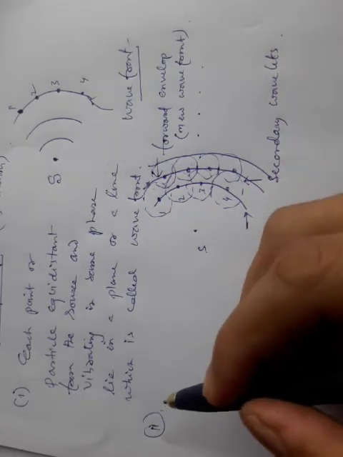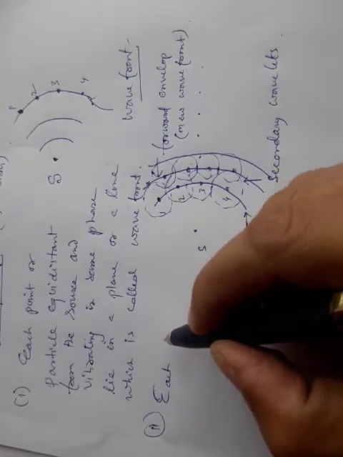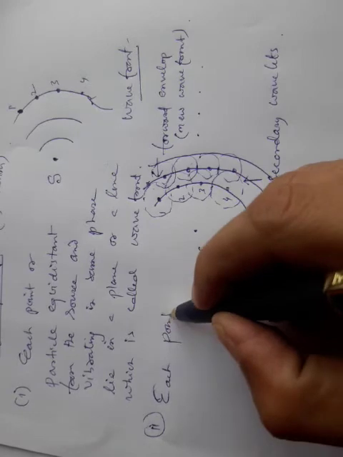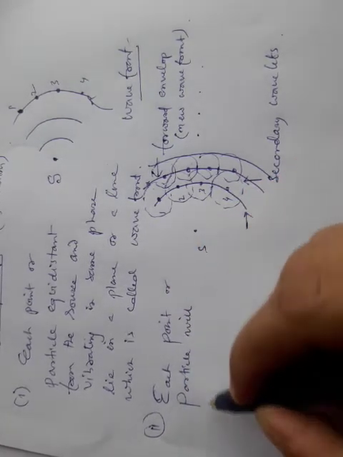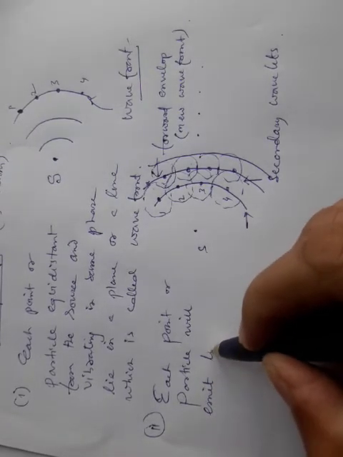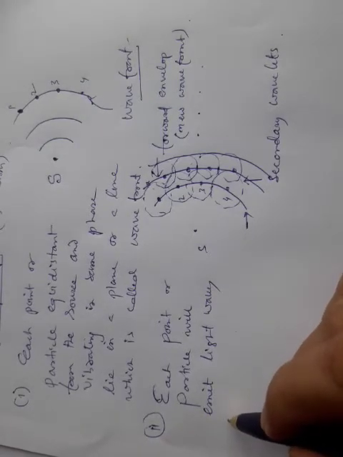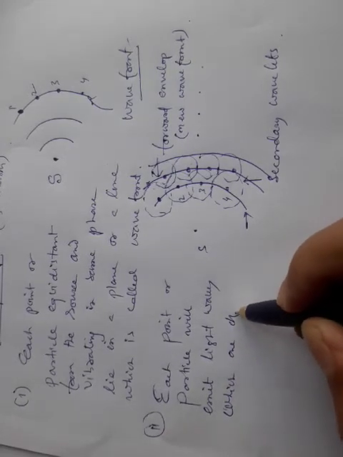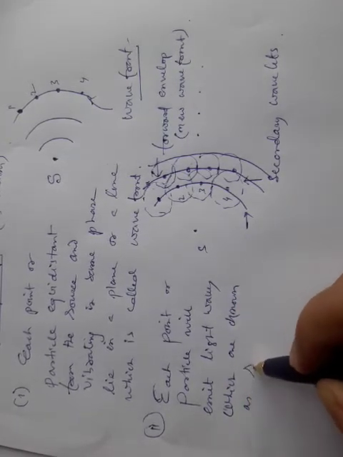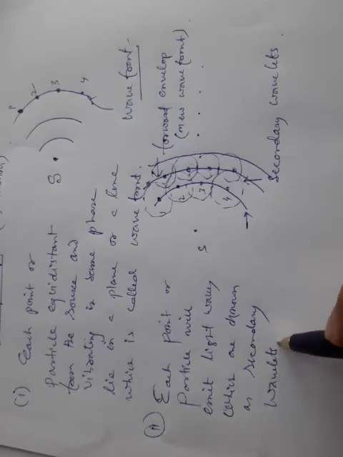So how do we say? Each point or particle will emit light waves which are known as secondary wavelets. Okay, this will be known as secondary wavelets.